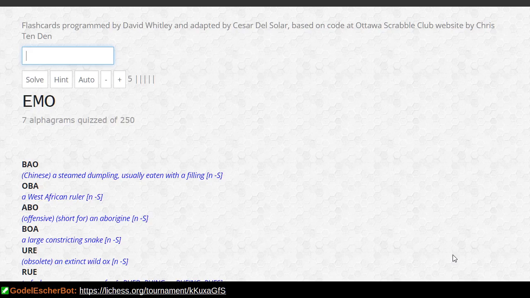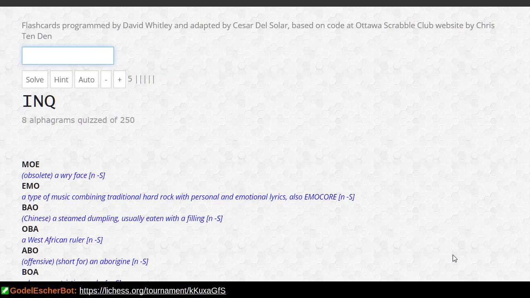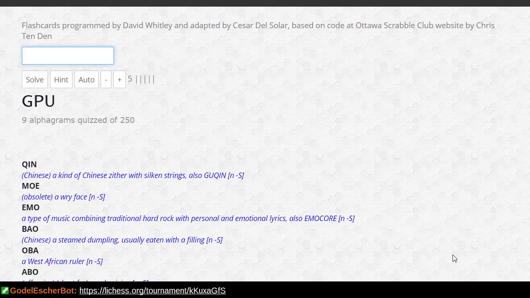I think I've seen that word used before, so it's Chinese for steamed dumpling. Yeah. You know, emo. Moe. A wry face. Chin. A zither. And the zither is just, it's not exactly a guitar, because it doesn't have much of the shape of a guitar, but it's a whole bunch of strings that are together on a board.